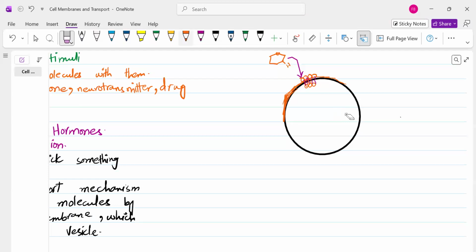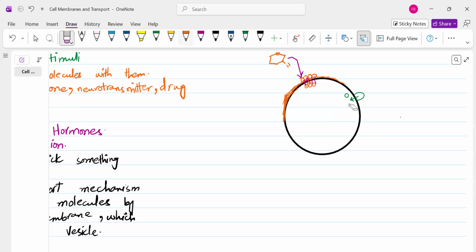It will be transported in the form of a small vesicle. Firstly, it will adhere, then there will be modification, and after that, when it is on the surface of the cell and enters the cell, it will enter in the form of vesicles. So this process is known as engulfing. The cell is engulfing something, and when it engulfs this particular molecule, it will be pinched off. This is known as pinched off.